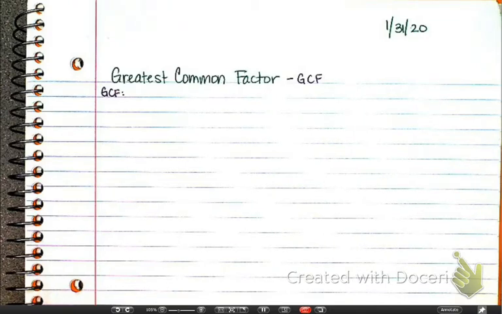What? What did you just... Oh, I see what you're saying. Okay. So here's kind of a formal definition.